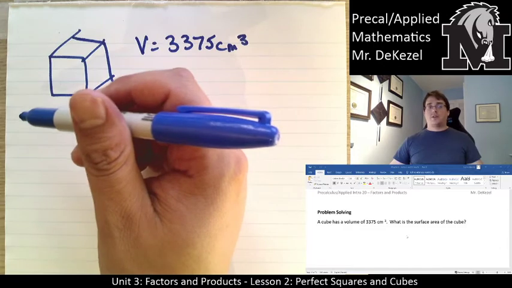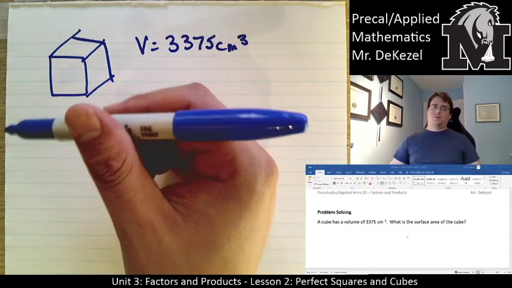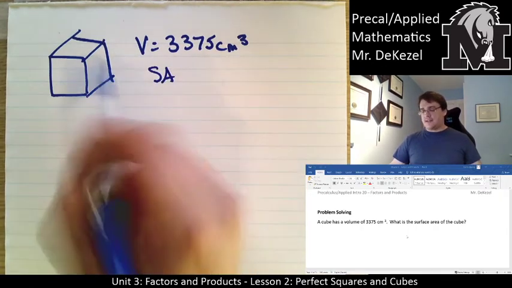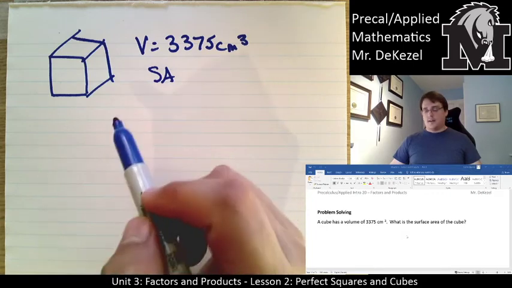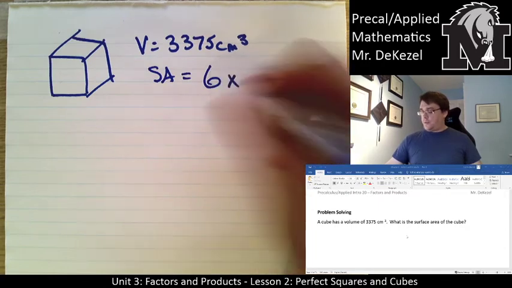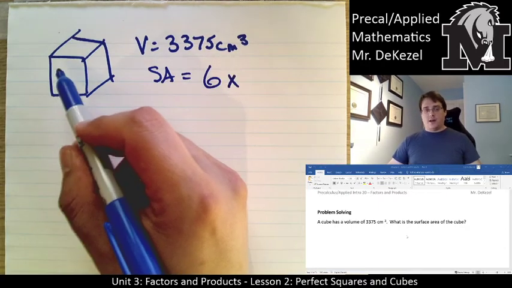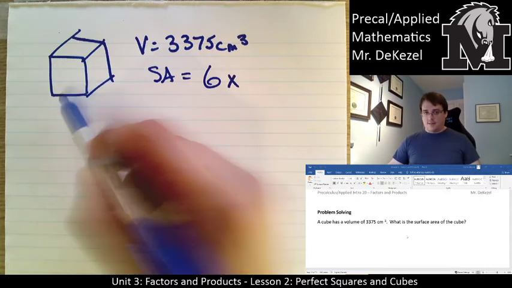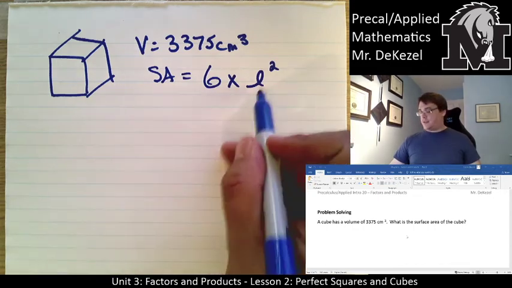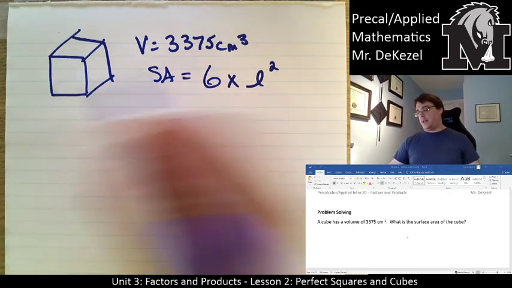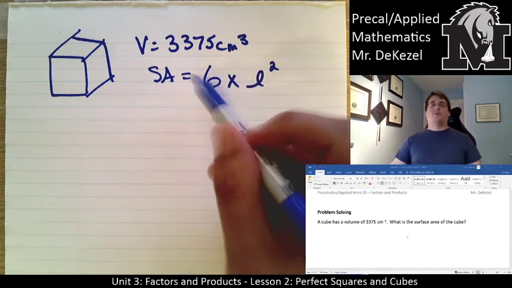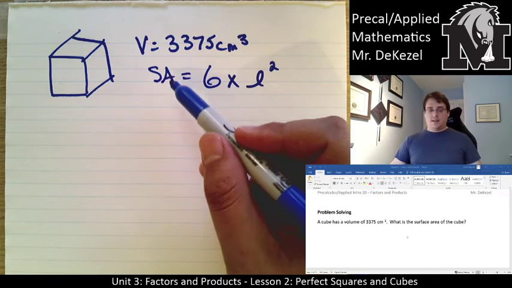So when we talk about surface area of a cube, this has 6 sides, and you can't see 3 of the sides, but they're there. So it would be 6 multiplied by one of the sides' area, which, if this is a cube, they'd be the same side, so that would be length squared, right? The length squared would give us one side's area, and then we would multiply by 6 to get the whole thing.